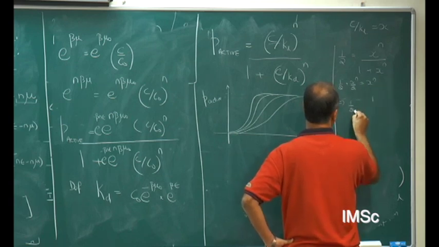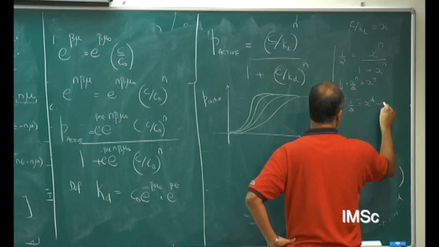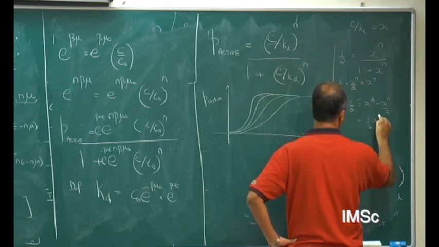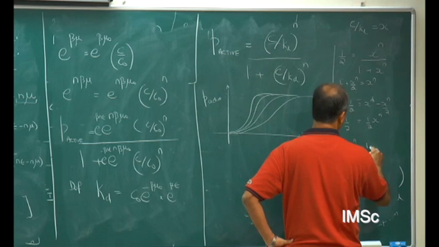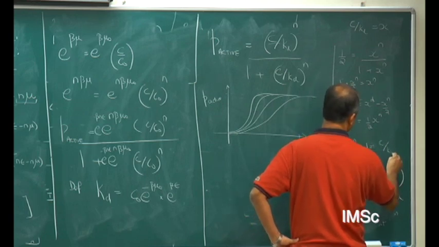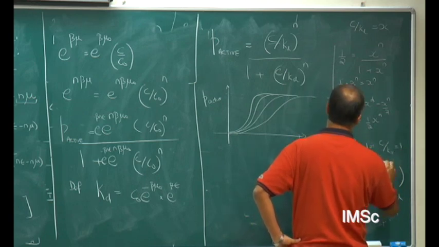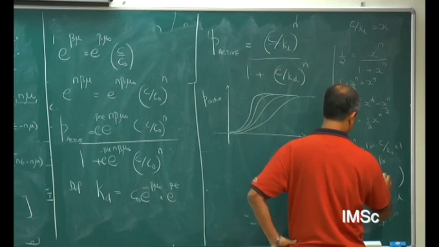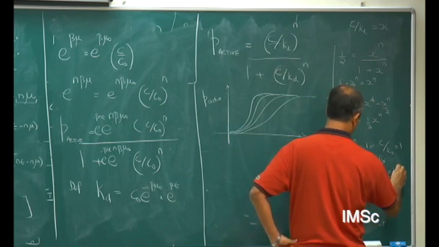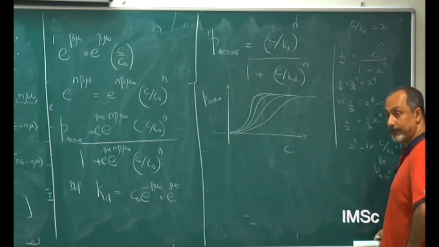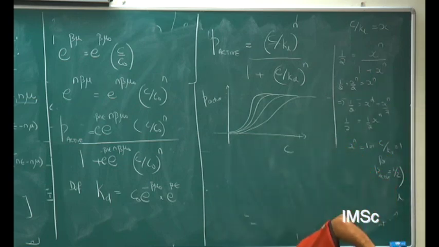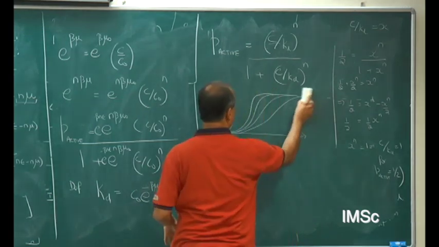implies that 1/2 is x to the n minus x to the n divided by 2, which is 1/2 x to the n. So 1/2 is 1/2 x to the n, which means that x to the n equal to 1, or C divided by KD equal to 1 for P active equal to 1/2, irrespective of what the n is. Okay. So that is saying that I have drawn this particular curve wrong.